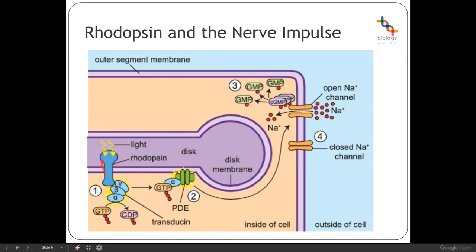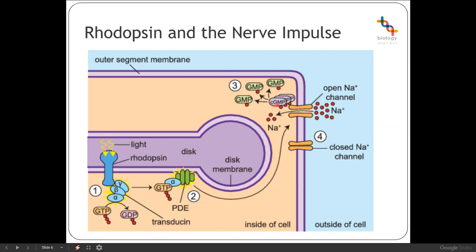That's created photoexcited rhodopsin. That photoexcited rhodopsin is able to activate several transducin molecules, so hundreds of transducin molecules have been activated. Each one of those activates an enzyme called PDE, or phosphodiesterase, and that phosphodiesterase molecule can then come over and catalyze the hydrolysis of a molecule called cGMP, or cyclic GMP. And each one of these molecules is able to catalyze the hydrolysis of thousands of cGMP molecules.